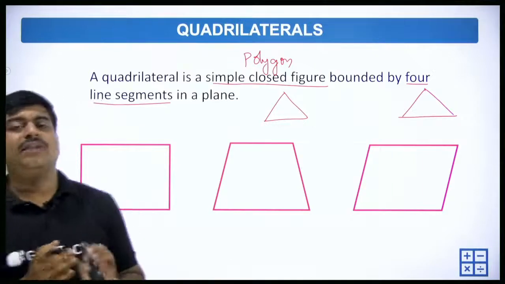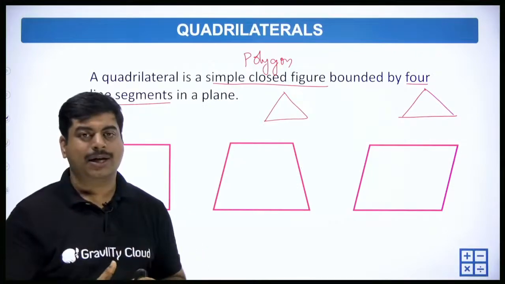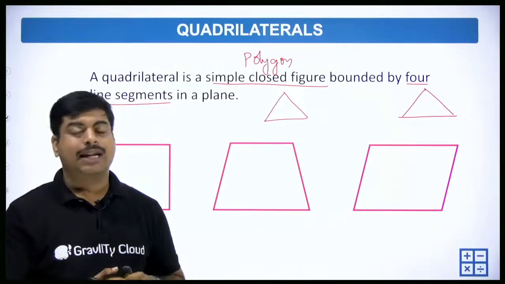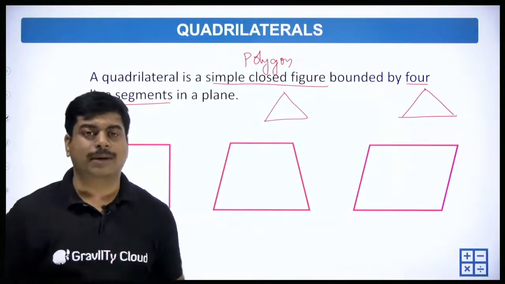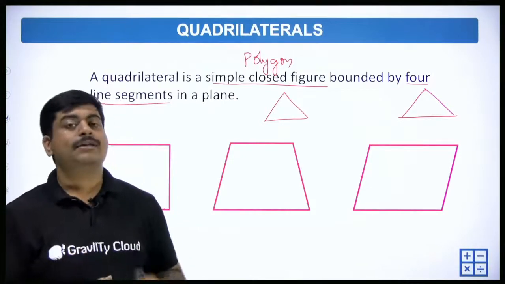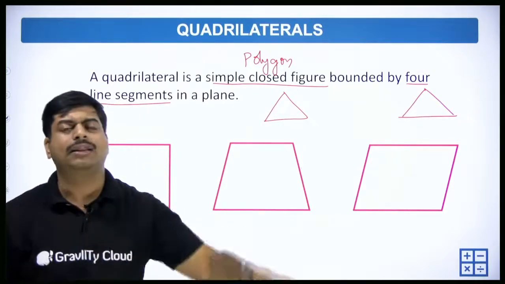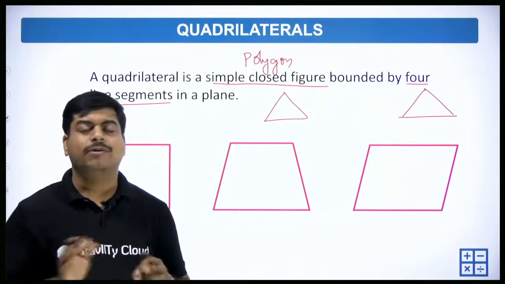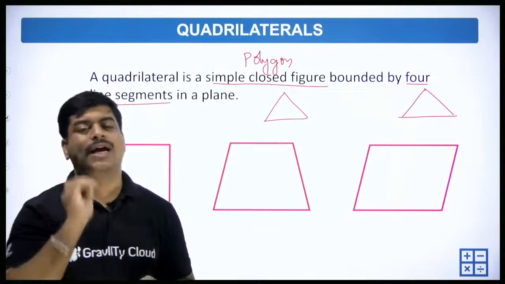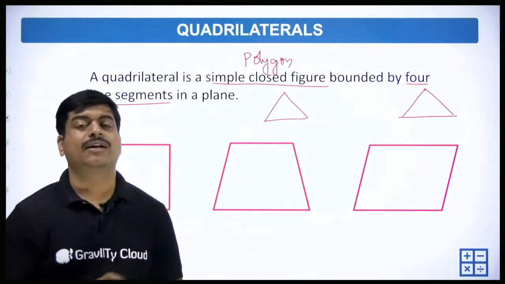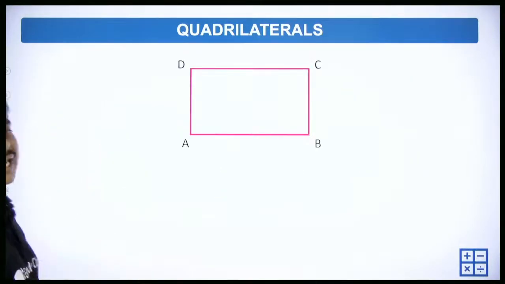Based on the different orientation and properties that sides and angles exhibit, we keep different names for them. Sometimes all the sides of a figure may be equal, sometimes not. All the angles may be equal, sometimes not. Sometimes only opposite angles or opposite sides are equal. Sometimes no side, no angle, nothing will be equal. So based on that, we have different quadrilaterals. Let's understand them one after another in today's class. The first one we're going to discuss is a rectangle.